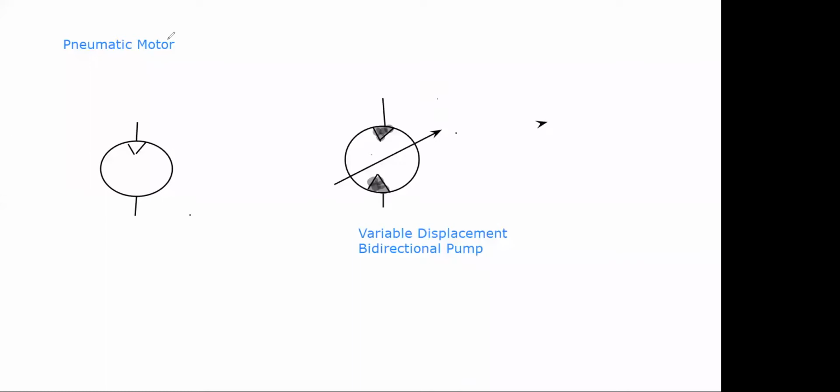Okay, again we are going to see some symbols of control valves. That's why I'm again sharing the screen here. So this becomes the symbol of a fixed displacement, unidirectional, pneumatic motor. And again, what is this? This is unidirectional.